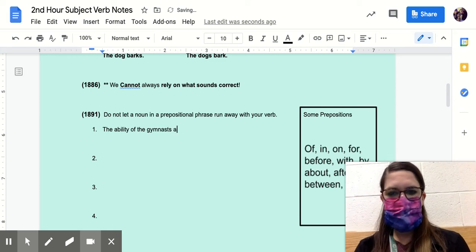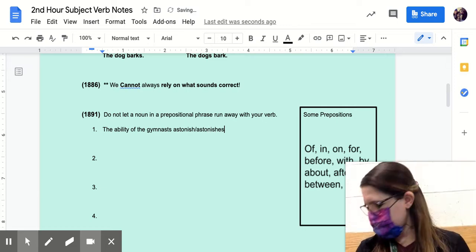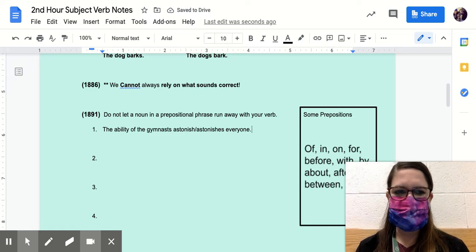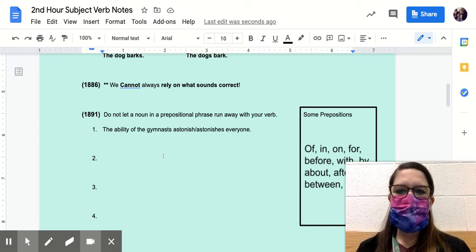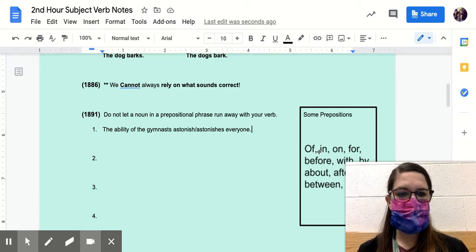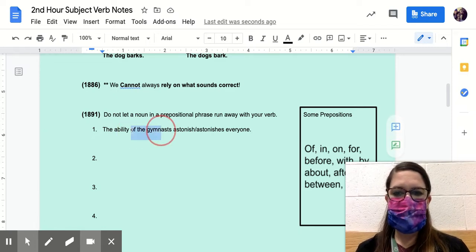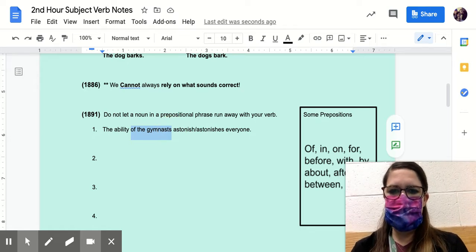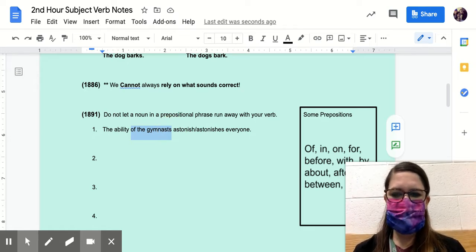And then the verb we're going to pick is either astonish or astonishes everyone. Make sure I get my sample sentence written down correctly. So if we look here, do you see any prepositions? Looking over here, we see the word of. Of the gymnast is a preposition.